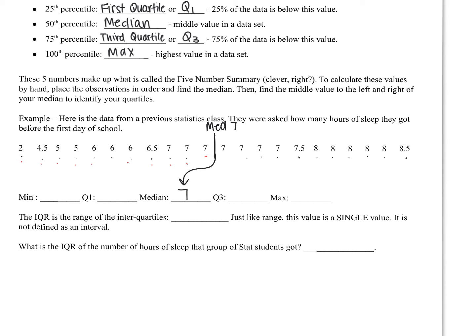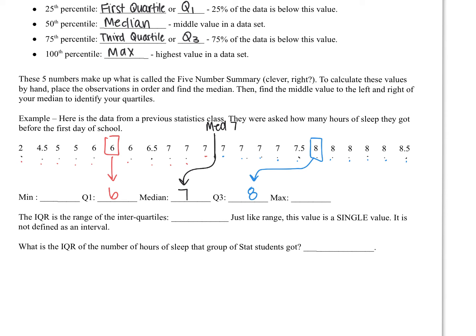Okay, and I get a specific value here. I get 6, and that's going to be quartile 1. Okay. I'm going to do the same thing with the numbers above 7. I'm going to find the median of those. This time I'm using blue. And I get the number 8.